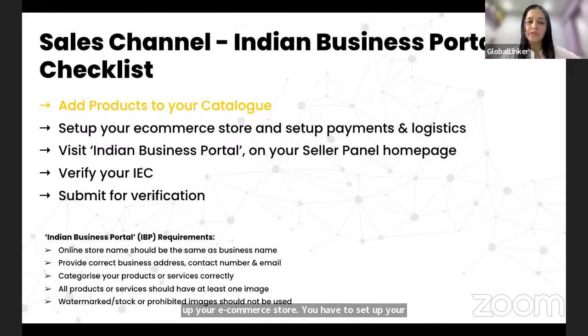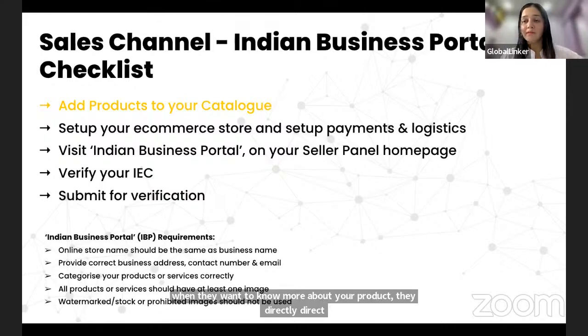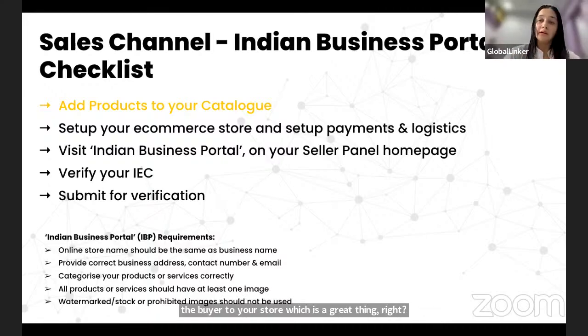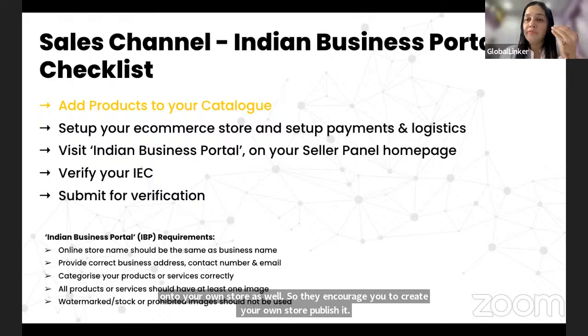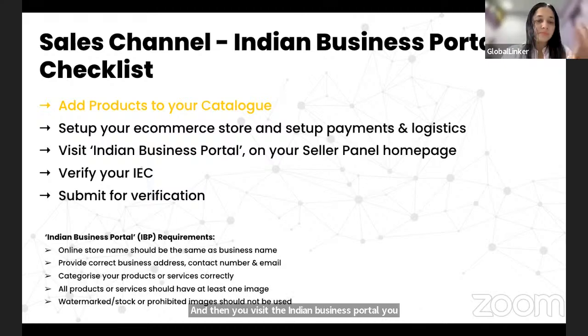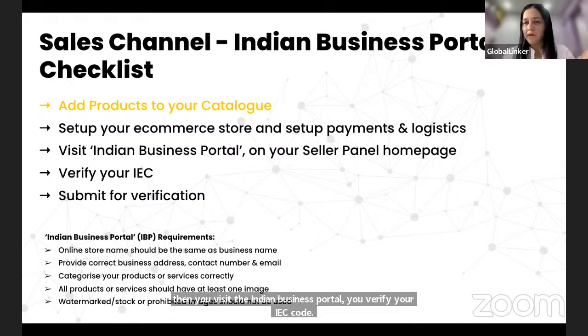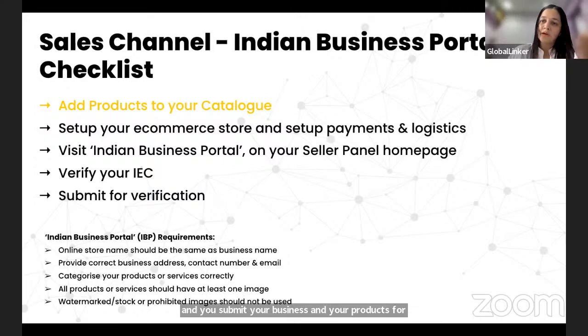FIO's has mentioned that when they want to know more about your product, they directly direct the buyer to your store, which is a great thing, right? You're getting redirects from Indian Business Portal onto your own store as well. So they encourage you to create your own store, publish it, and then you visit the Indian Business Portal, verify your IEC code, and submit your business and your products for verification. Once it is verified, your products start showing up on the Indian Business Portal automatically.